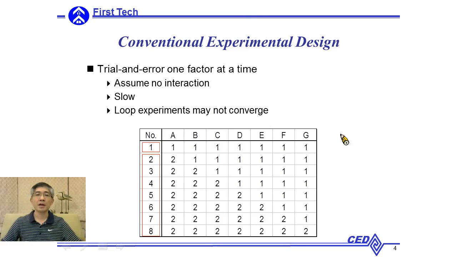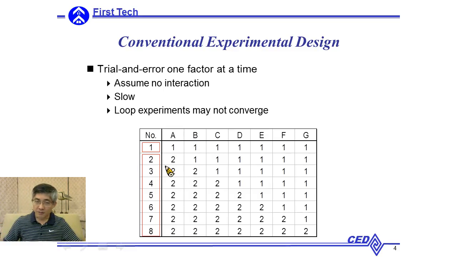7 variables. And how do we do it? We usually use trial and error. So we fix 6 factors, for example B, C, D, E, F, G, and only change factor A, and try to see what value of A will give us the best output.